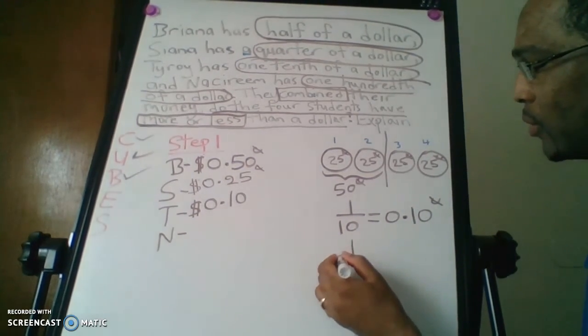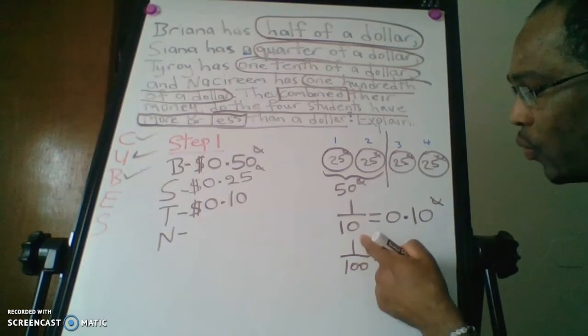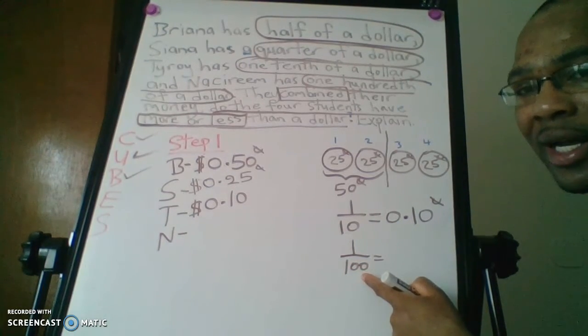What about Nazarim? You would have said Nazarim has 1/100 of a dollar. I'm going to put the 1 in the hundredths place.